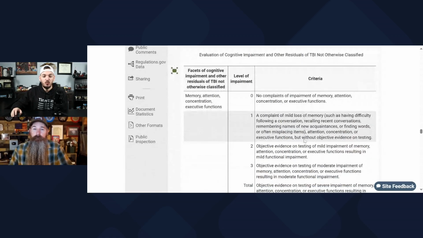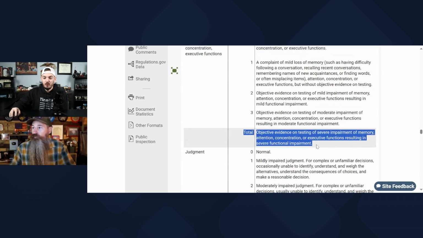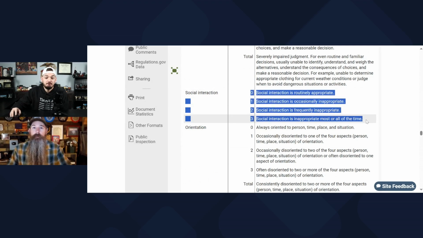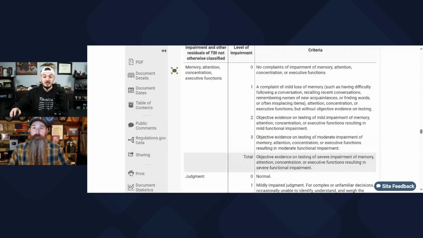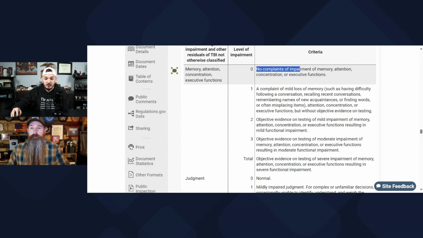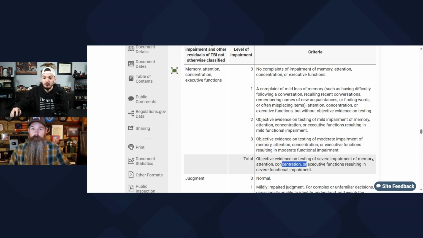And I'm gonna explain why these buckets are a good change for TBI. Then we have levels of impairments. It goes from 0 to 3, and then lastly you have total. Now you don't see that for all of them, okay? For instance, social interaction goes from 0 to 3, and that's it, right? There's no total for each bucket, but minimum 0, 1, 2, 3, and then some of them have the total. Then you have the criteria explaining, here's what 0 means, here's what a 1 means, here's what 2 means, 3 means, and total means for each bucket. It's very methodical. That's what I like about this, Jason.